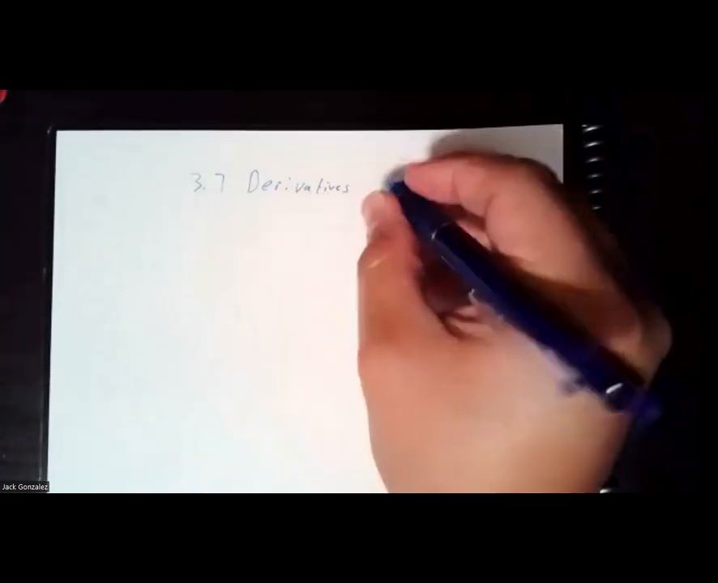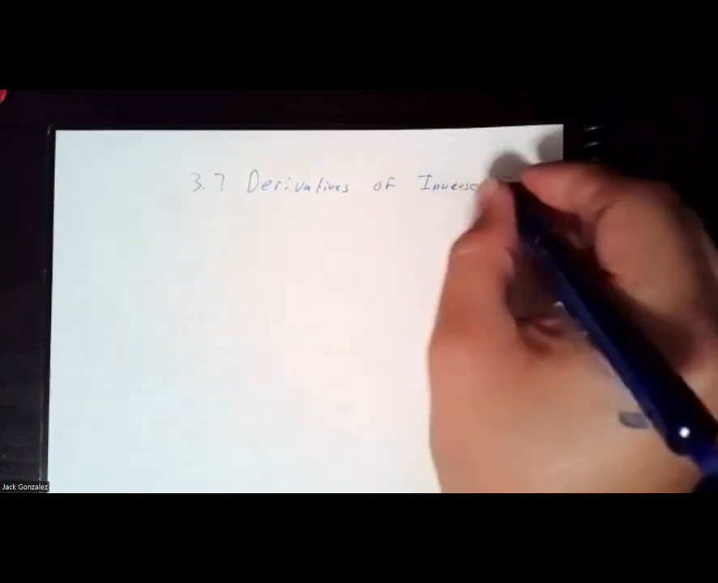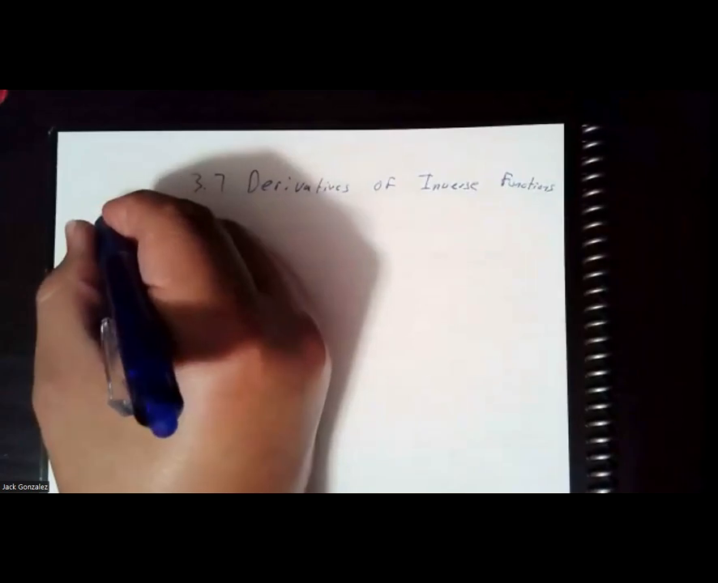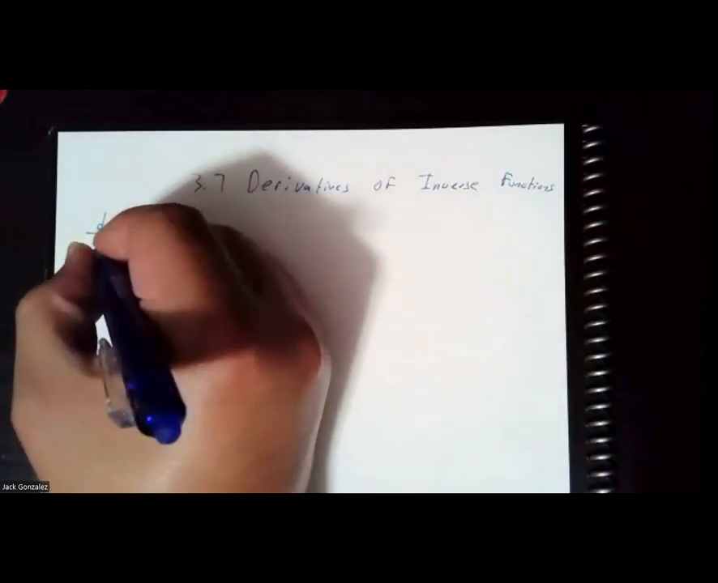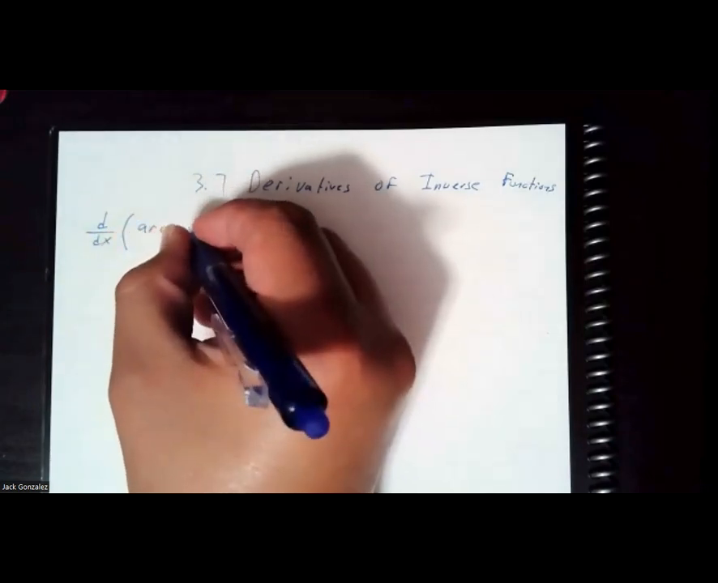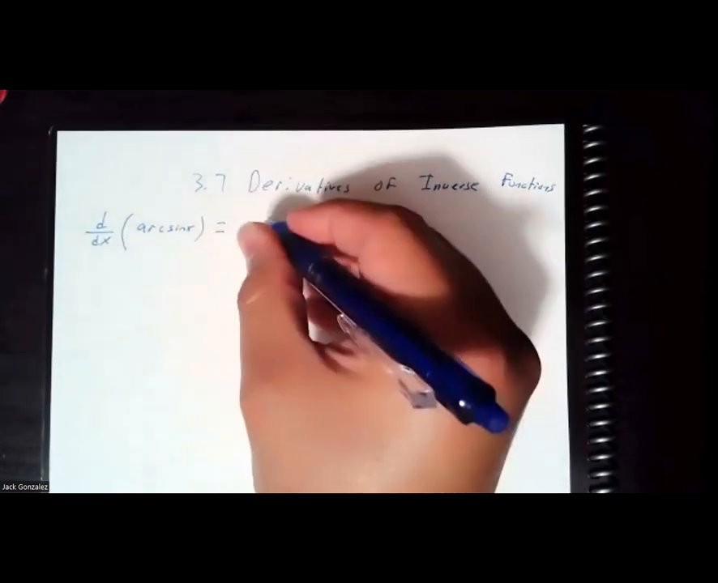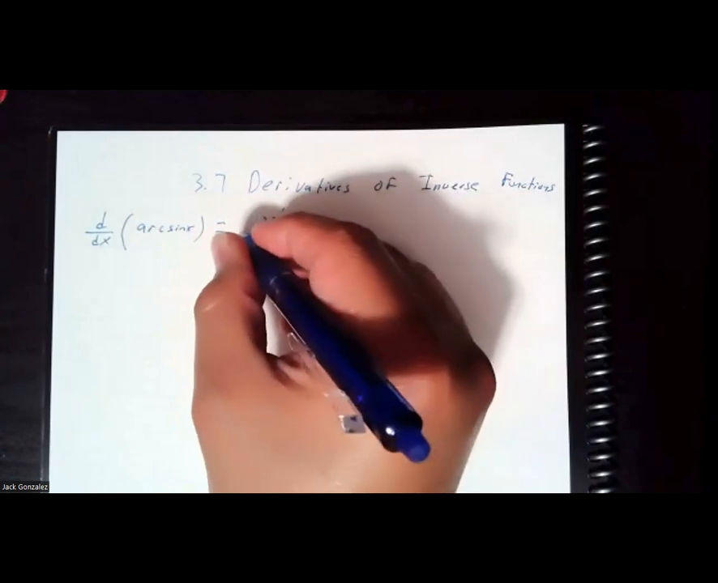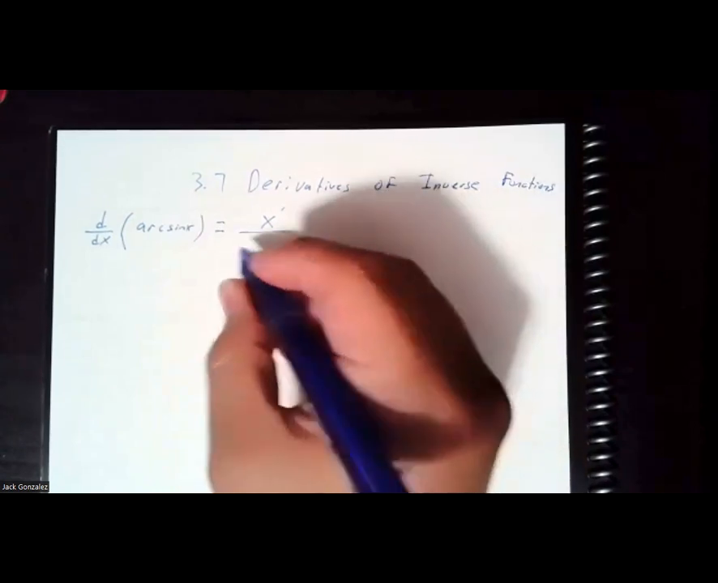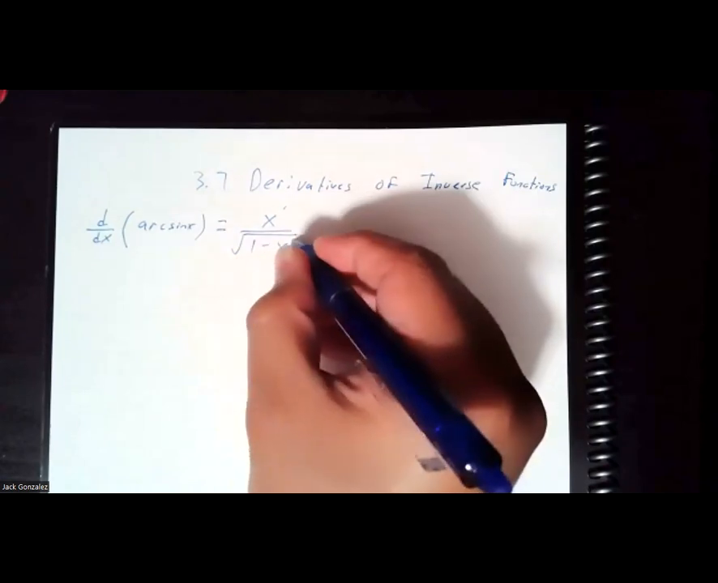Derivatives of inverse functions. So derivative d/dx of arc sine, in other words, inverse sine, is equal to the derivative of x, whatever x is in here, take that derivative. So it's kind of like a shortcut. Divide by the square root of 1 minus x squared.